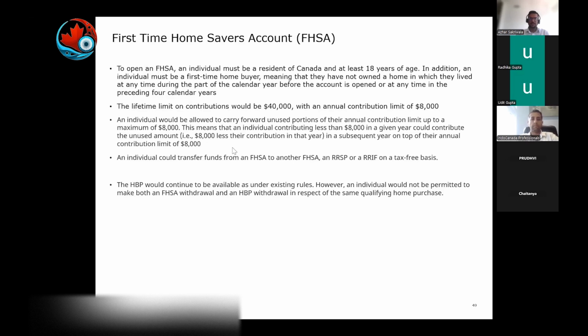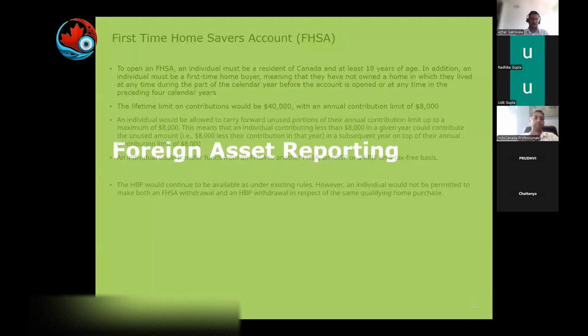The advantage of the FHSA is that when you withdraw it for buying a home, you're not subject to tax. And let's say after 15 years, you decide not to buy a house or use your FHSA amount to buy a home, you can transfer the FHSA balance to your RRSP on a tax-free rollover basis.